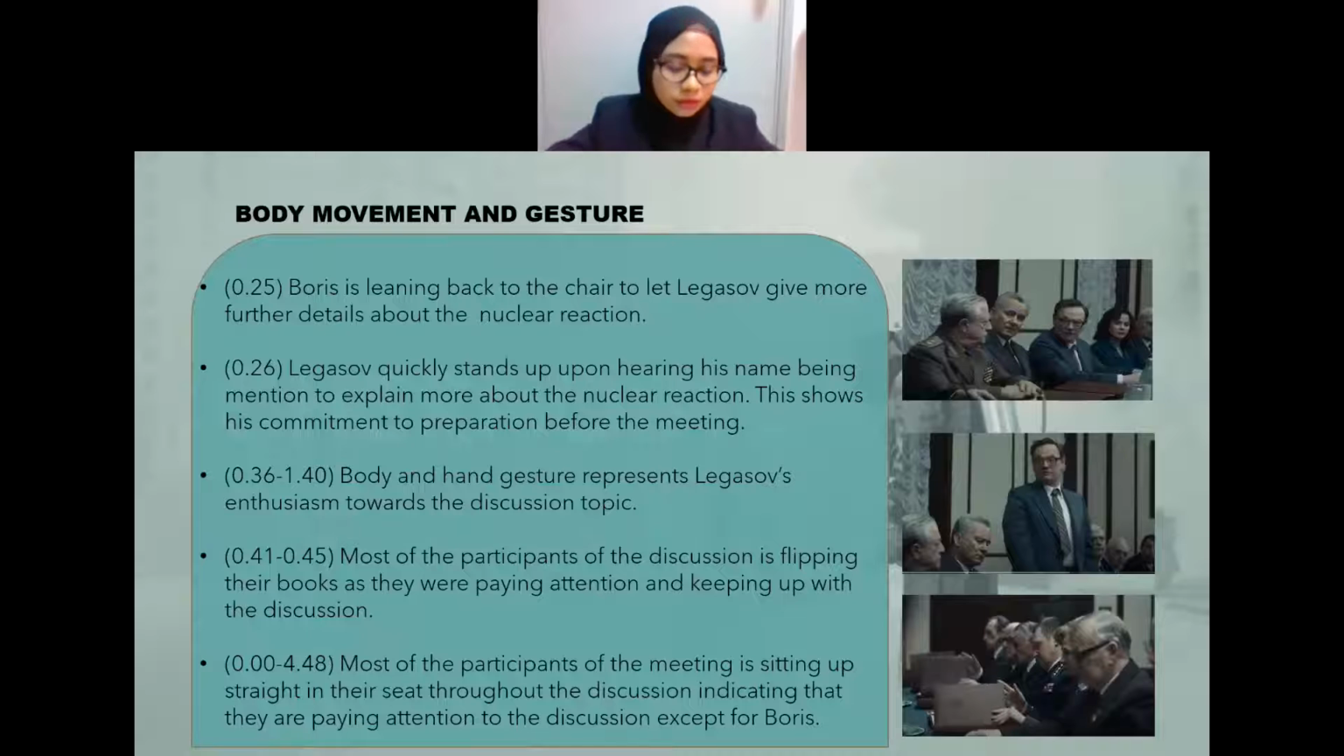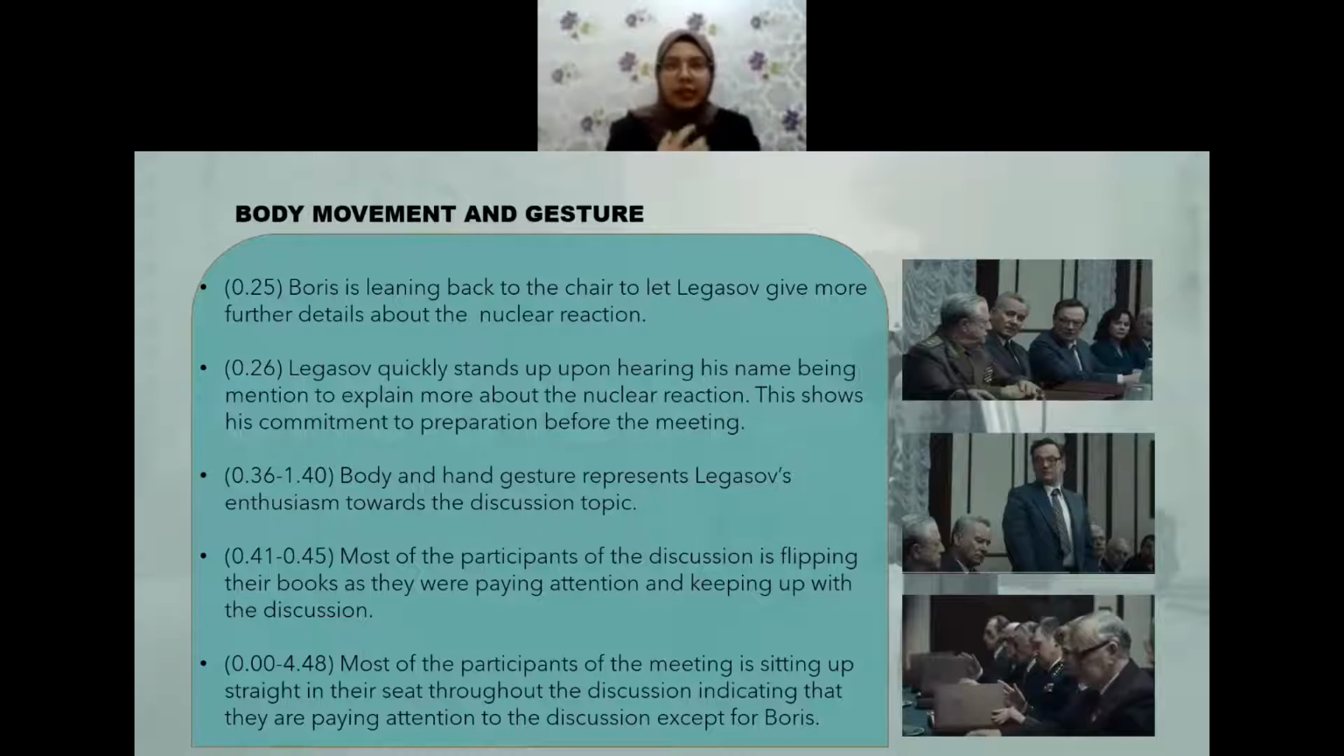Okay, next is the body movement and gestures. In this meeting scene, in the minute of 0.25, we can see that Boris is leaning back in his chair to let Legasov give further details about the nuclear reactions. This shows that Boris is not quite interested in the discussion topic.